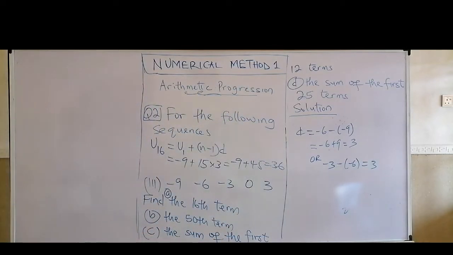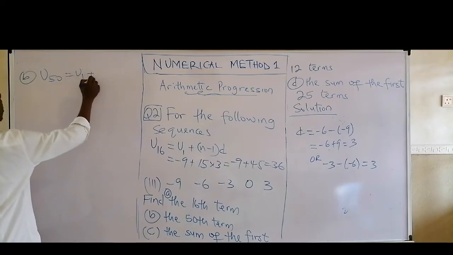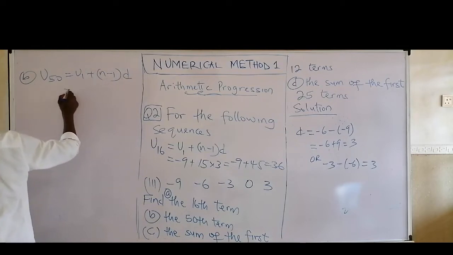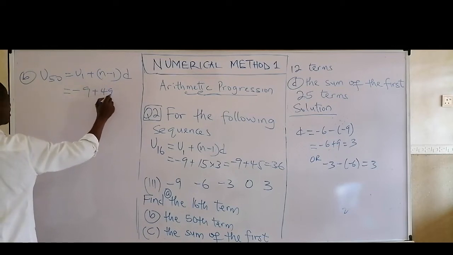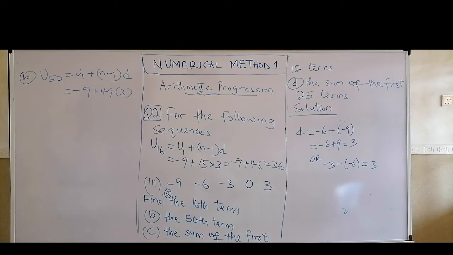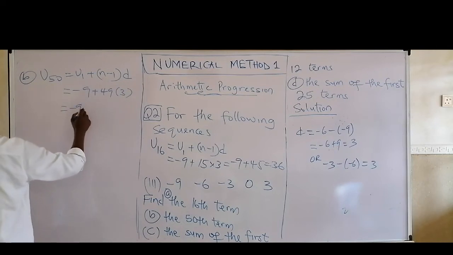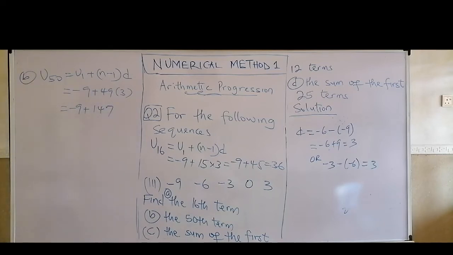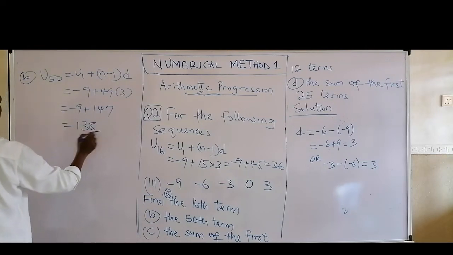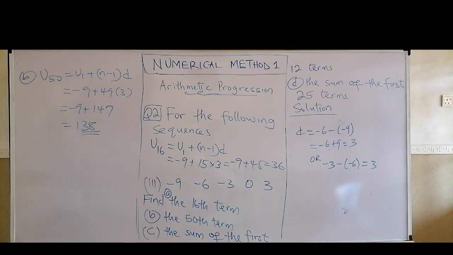Then we go to the B part. B part, the 50th term. Okay, the 50th term will be equal to u1 plus n minus 1 into bracket d. My u1 in this case is minus 9, and then plus 50 minus 1, 49, times 3. Okay, that will be equal to minus 9 plus 147. So, minus 9 plus 147, that's 138. Okay, that's done.